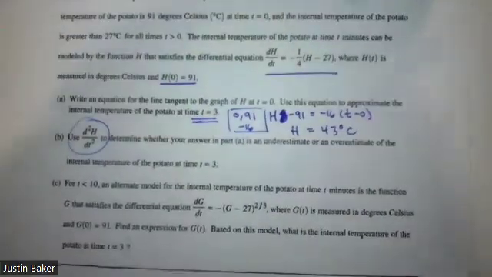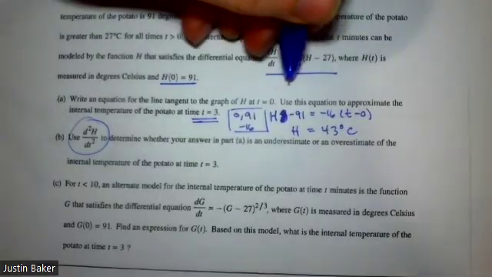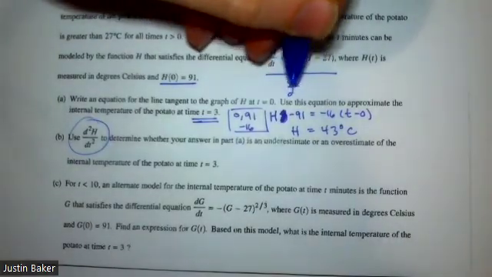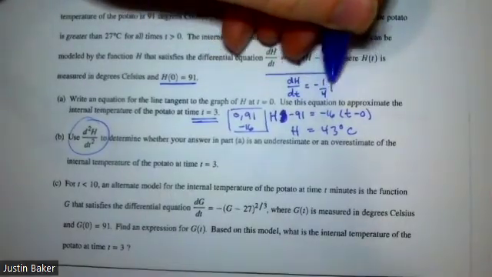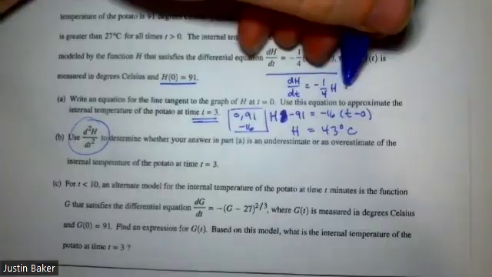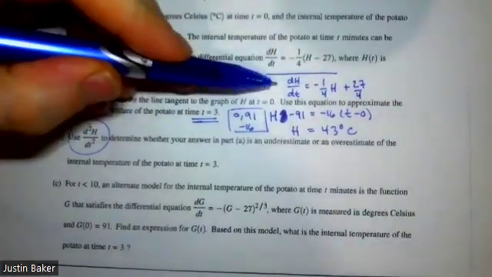In part B, it's asking us to find the second derivative. The first thing I'm going to do is clean up the first derivative by distributing. So we should be able to say that dH/dt is equal to -1/4 H plus 27 over 4. This is our first derivative.